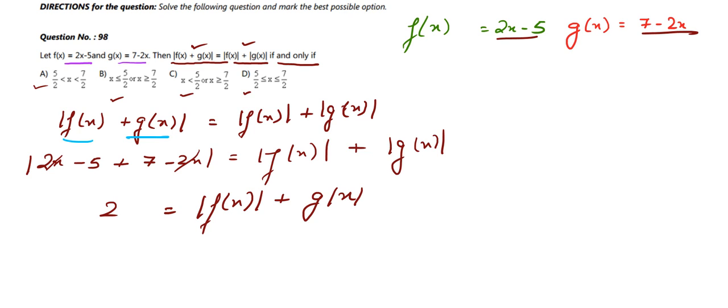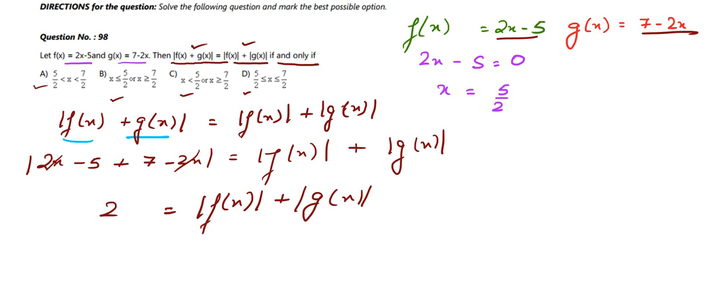So g of not mod x, whole mod gx. All we need to do first is find the possible ranges of x. Our values of x: we will equate both the functions with 0. So 2x minus 5 equal to 0, therefore x is equal to 5 by 2.